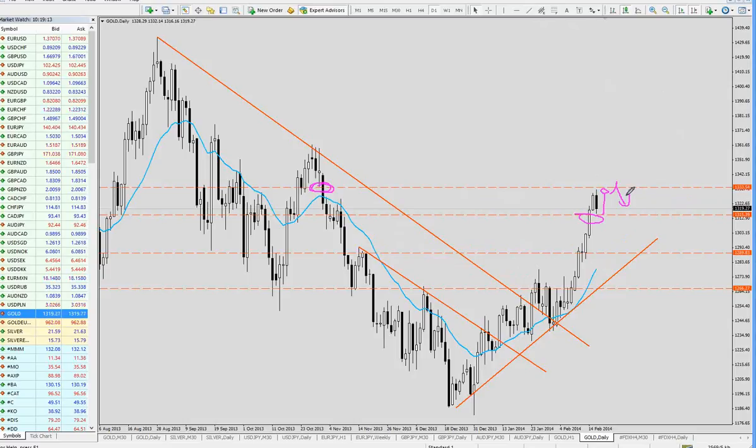So we are going to watch. We would like to be sellers higher towards 1,330, 1,335 with tight stop above. So we are going to have good risk reward ratio. As you know, it's very important for us. So here we have daily. Let's try to take a look on lower time frame.